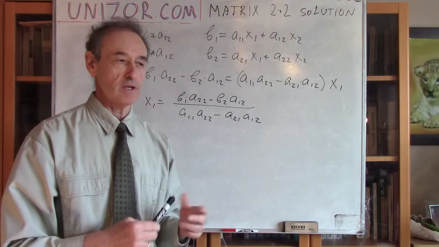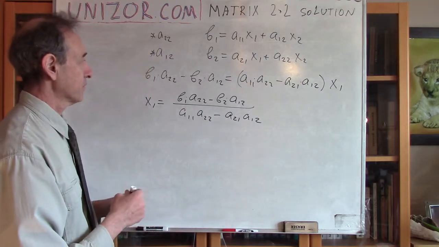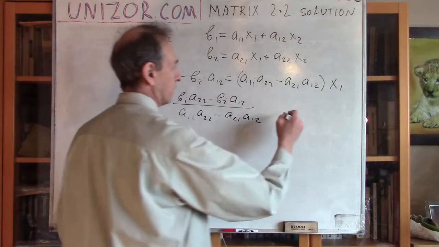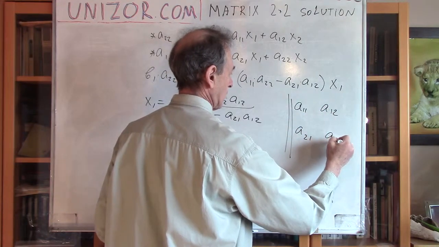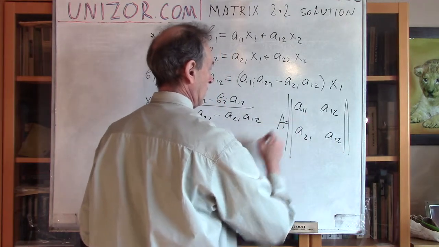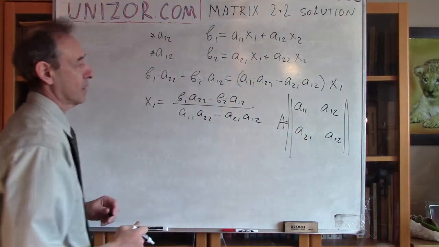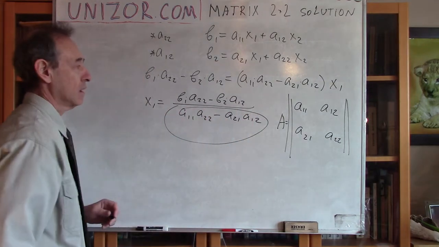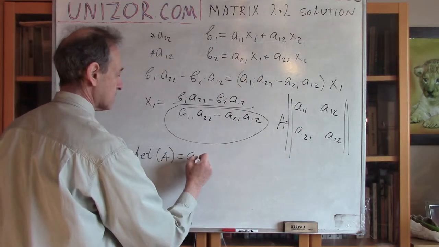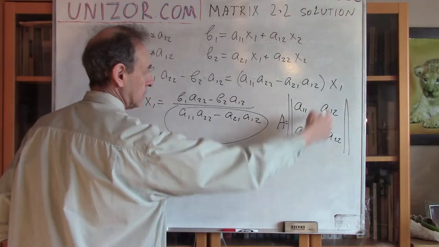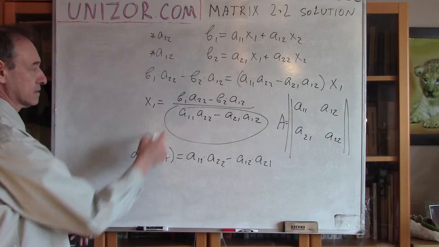What's more interesting is to start interpreting this formula from the position of matrices and their determinants. So, let's use the matrix of the coefficients. This is the matrix of the coefficients: a11, a12, a21, a22. Now, what is in the denominator? Well, according to our definition, the determinant of this matrix is the main diagonal minus the alternate diagonal, which is exactly the denominator here.